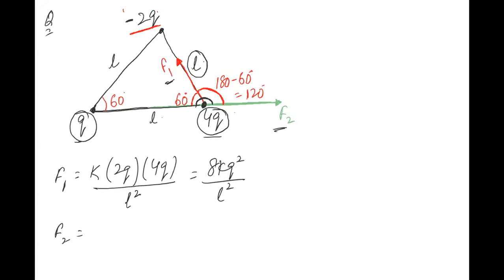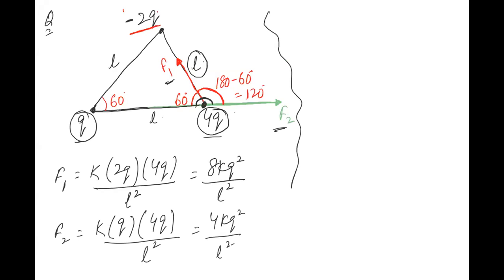And where did you leave that k? Okay, you took that k. Okay, kq into 4q upon L squared is equal to 4kq square upon L square. So ultimately, how many forces do we have here? We have two forces, right? On 4q, we have two forces. One is this force F2 and another one is this force, which is F1, and the angle between them is 120 degrees. Is it clear?